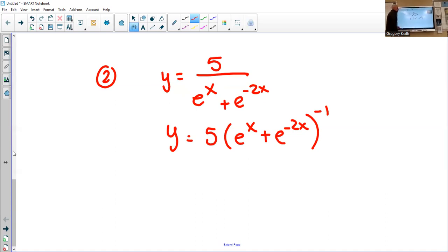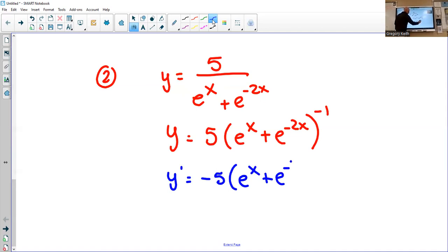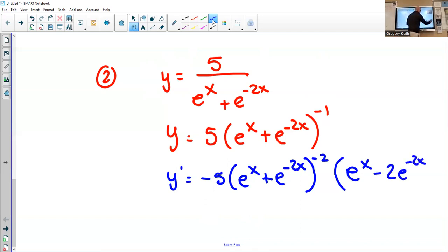All right. So if I go ahead and do chain rule with this, bring down the negative 1, so negative 5. Move this up. That drops to the second power, and then d stuff. So what happens if we take the derivative of our stuff here? What's the derivative of e to the x? E to the x. And then we have e to the negative 2x. What's that actually going to be? Minus 2 e to the negative 2x.